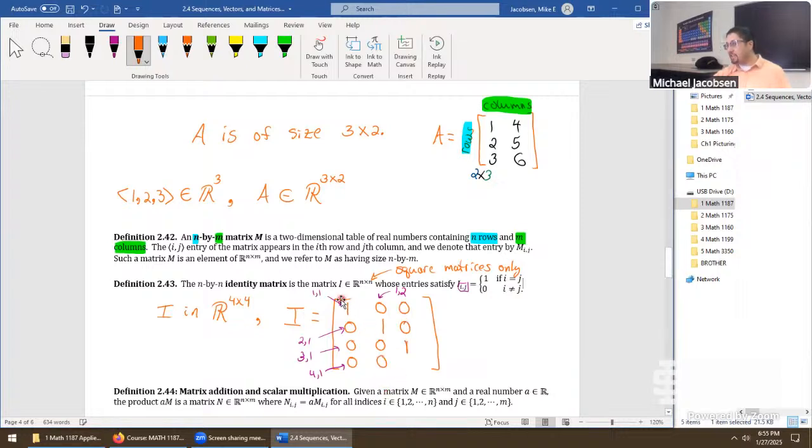Here's the next main diagonal entry going this way. And that would be the 3,3 entry. We're in row 3, column 3. Then 0, 0, 0, 0. But here, that's the 4,4 entry. So we put down a 1 here as well. So that's the way to write down the identity matrix.